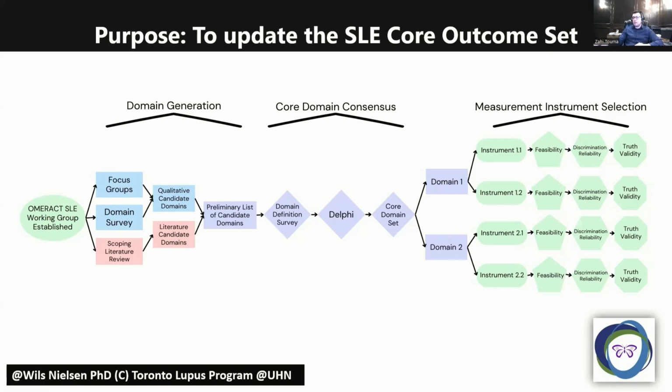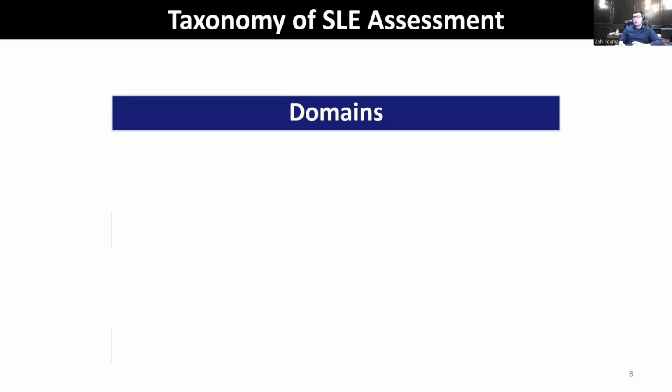And for each of these domains, we need to identify the instrument. For instance, if we're talking about disease activity, we will be assessing the measurement properties of SLEDAI, BILAG, Physician Global Assessment, or PGA, and other tools as well. And at the end, we will end up with the domains and their instruments. And this will finalize the work for the SLE core outcome set. And we're still at an early stage at this level. Now, I want to introduce as well today the concept of taxonomy of SLE assessment.